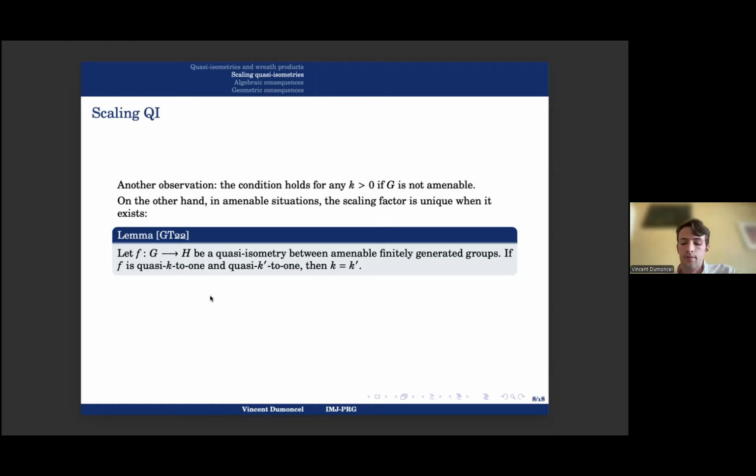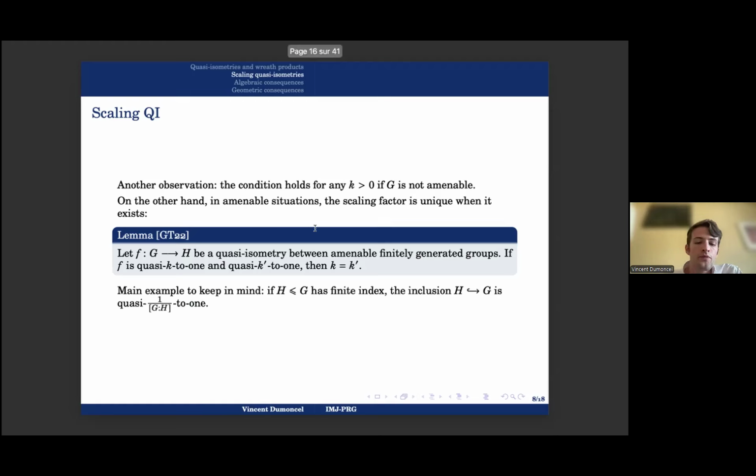Okay. And also the main example for you to keep in mind, I think, is really an elementary example, but already a non-trivial one. You can check again by computation that if you take a finite index subgroup of an amenable group, the natural inclusion is always scaling, and the scaling factor is precisely 1 over the index. In fact, this example is already enough for us to derive the algebraic consequences that I was mentioning earlier, and that we will see at the end of the talk.